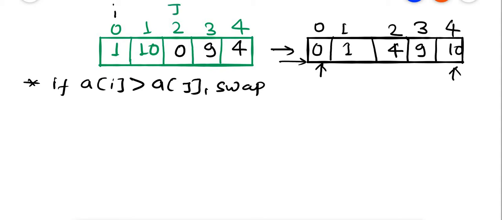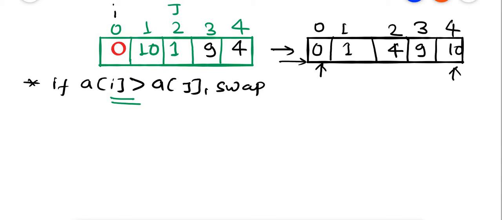Now again compare the element at the ith position with the element at the jth position. Now you can see 1 is greater than 0 again. So this condition is satisfied, and then we have to swap the places. So 0 will be swapped with 1. Here we will have 1, and at index 0 we will have element 0.